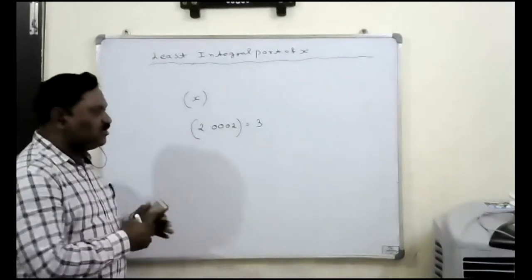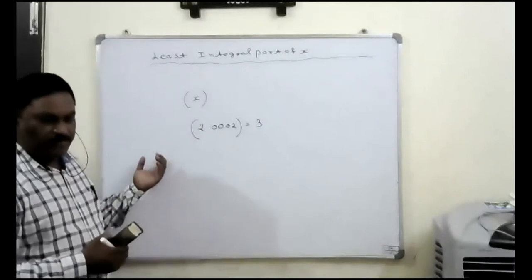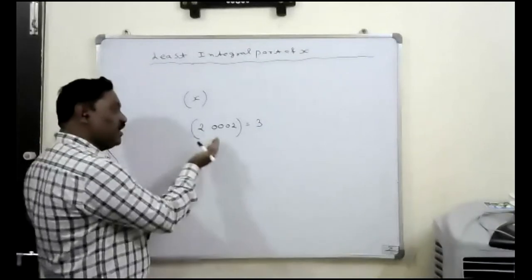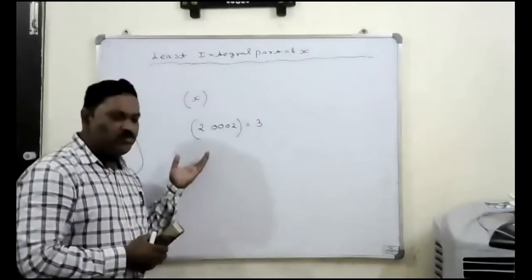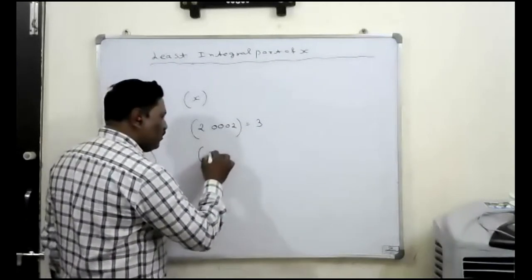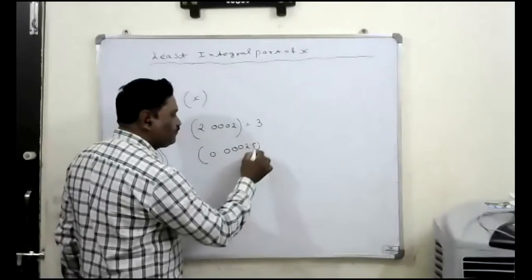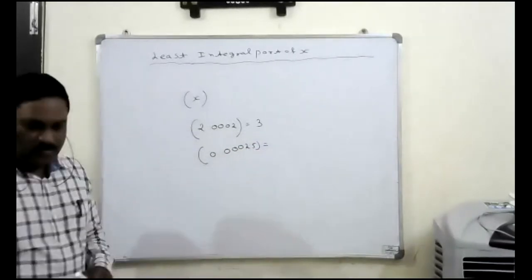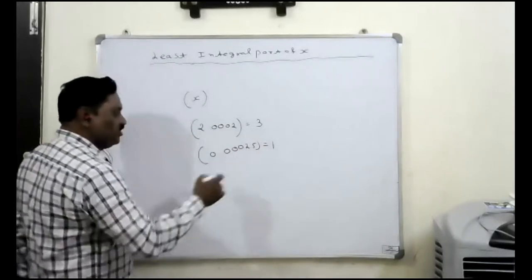But greatest integer क्या होता? Greatest integer 2 होता है. इसका पहला इंटीजर 2. That's why greatest integer means इसका पहला इंटीजर देंगे. तो लीस्ट इंटीजर बोले इसका बाद इंटीजर देंगे. So then similarly, what is the least integral part of 0.00025? 1. This is going to give the next integer of that.